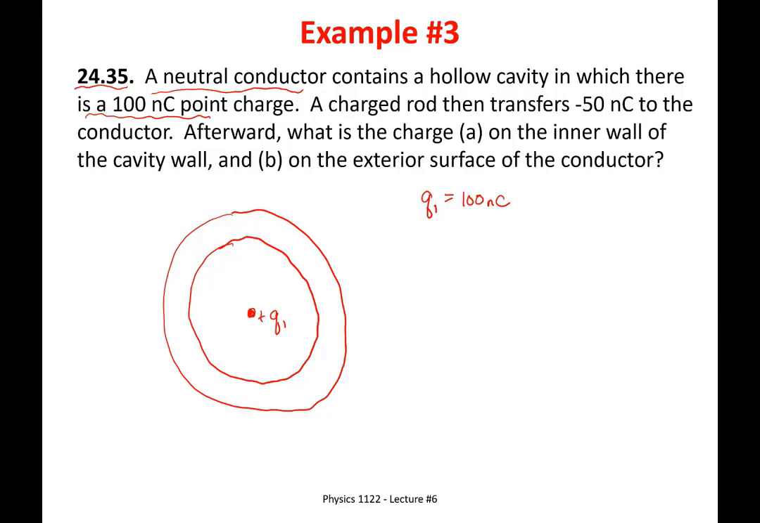Then we're told that a charged rod transfers negative 50 nanocoulombs to the conductor. So on the conductor, there is a negative charge, which is Q2, and Q2 is equal to negative 50 nanocoulombs. And writing those values out in SI units is 100 times 10 to the minus 9 coulombs, and then negative 50 times 10 to the minus 9 coulombs.